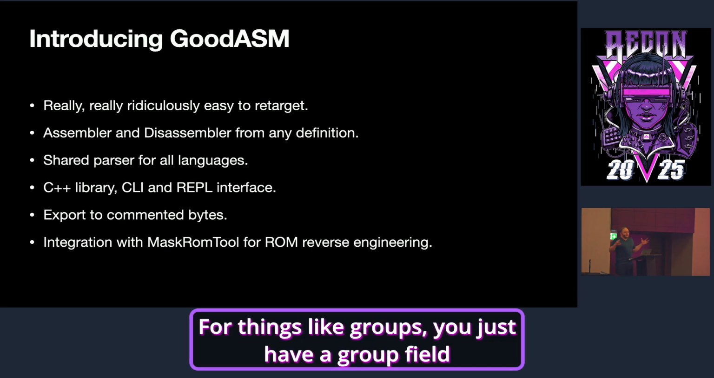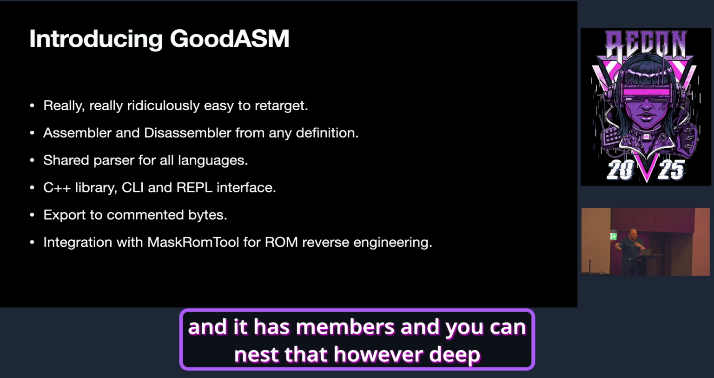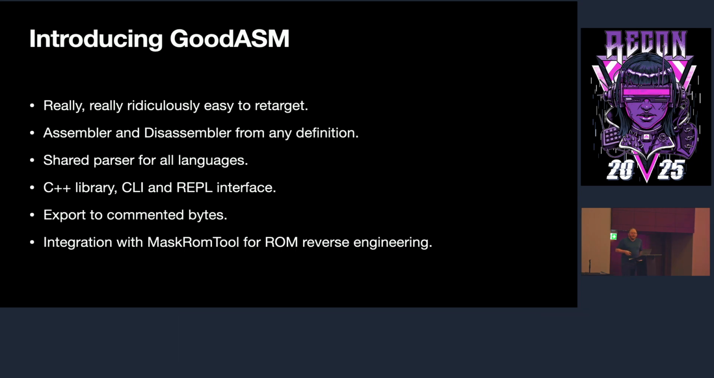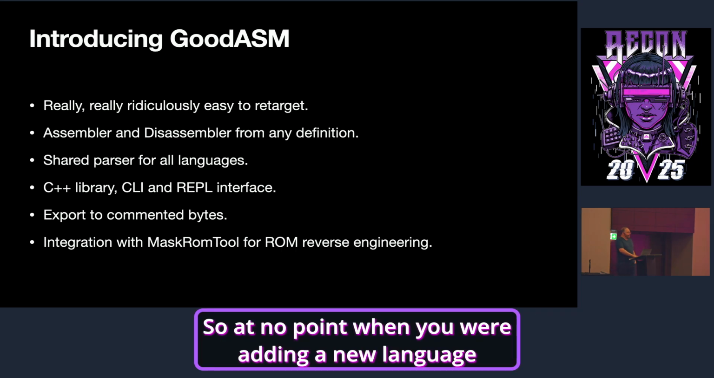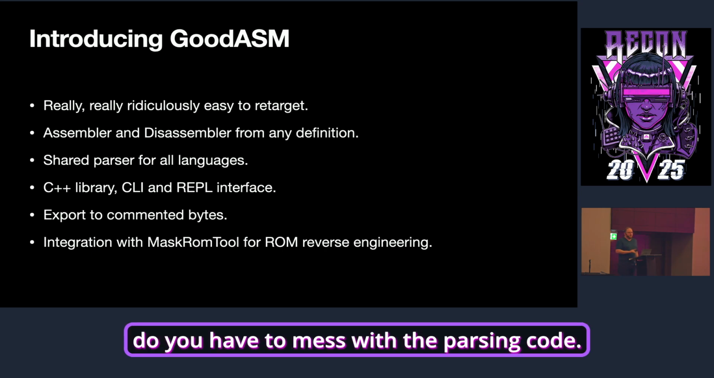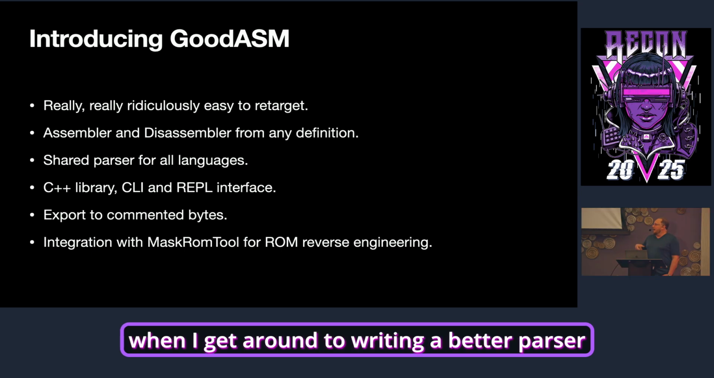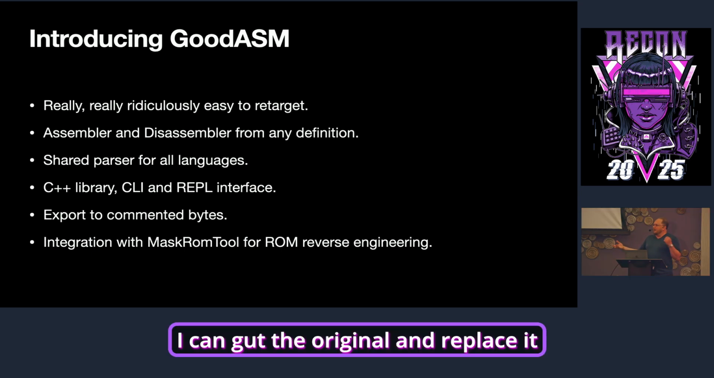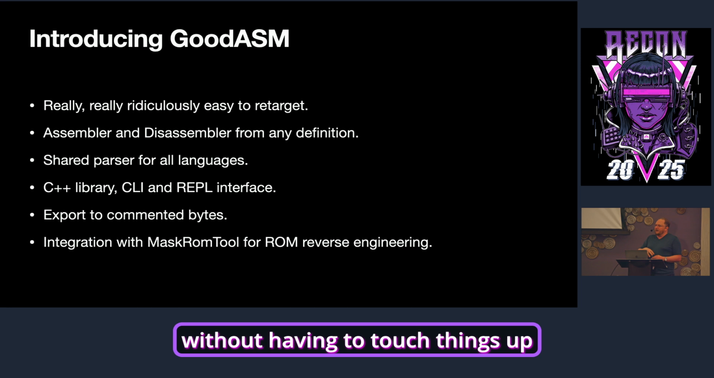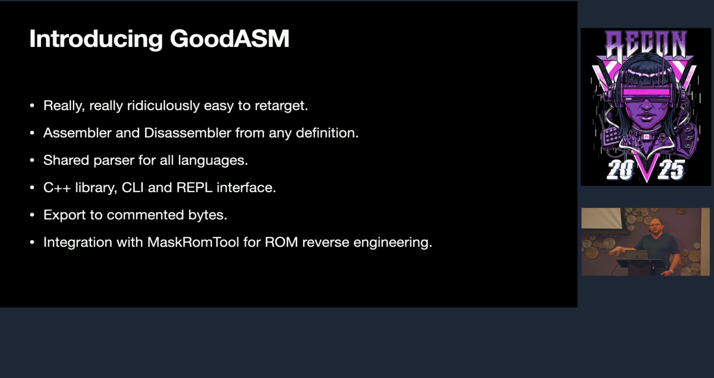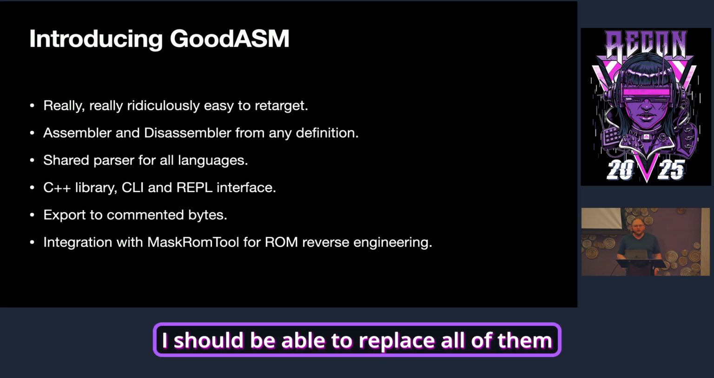For things like groups, you just have a group field and it has members, and you can nest that however deep you like. It has a shared parser for all languages. So at no point when you are adding a new language do you have to mess with the parsing code. And this also means that down the line, when I get around to writing a better parser, I can gut the original and replace it without having to touch things up in each language individually. I should be able to replace all of them with a better parser at the same time.